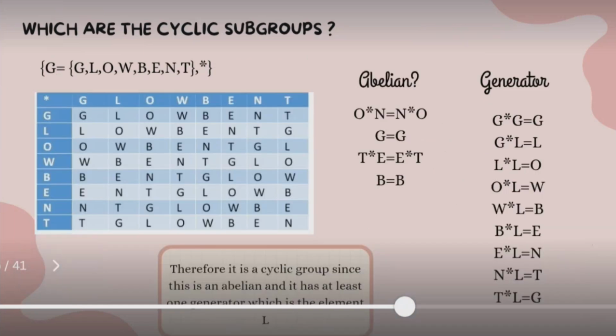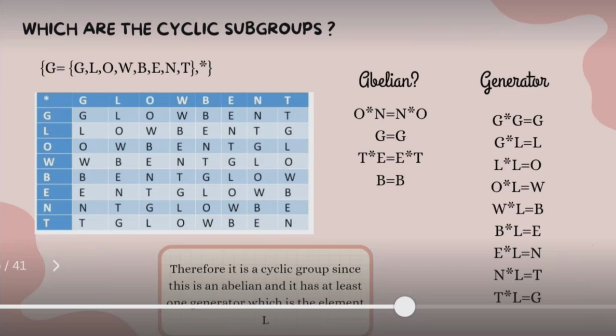First, the set of G with an element of G, L, O, W, B, E, N, T. Let's check if it is abelian. First, 0 star N is G, and if we check N star 0, the result is still the same. Then we try another: T star E is equal to E star T. The answer is the same. Of course, let's check the other condition. Let's check if this table has a generator.